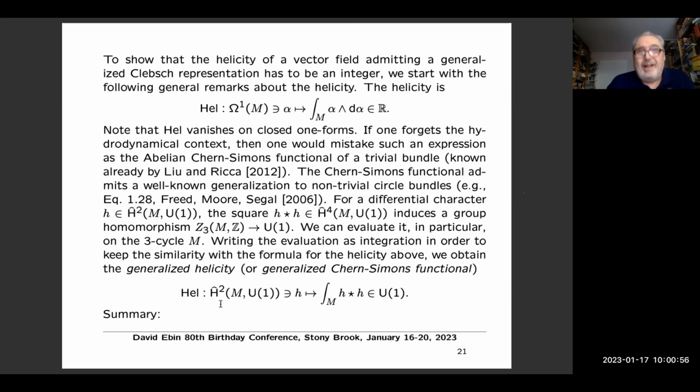So here we go. So what is the helicity in fact? It is a map from the second-order Cheeger-Simons differential character to the circle, obtained by taking the star product of the character and integrating.